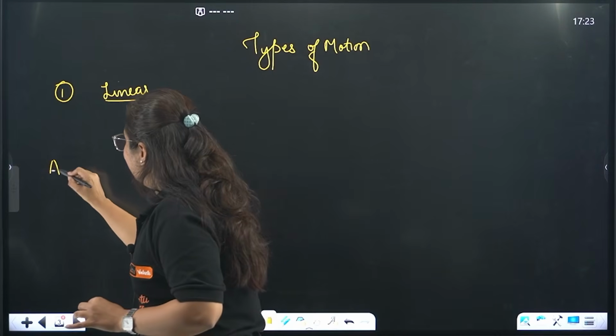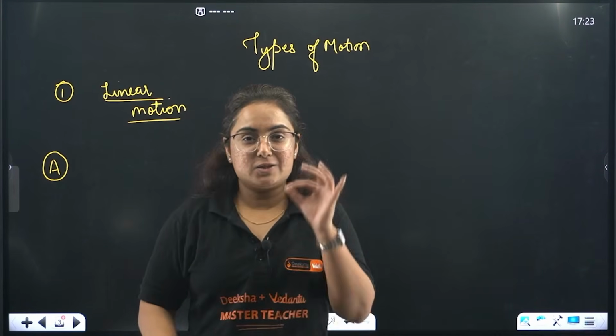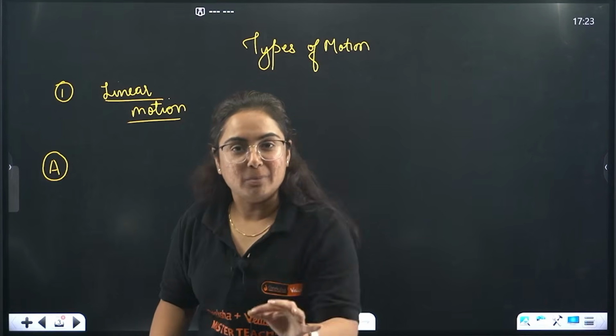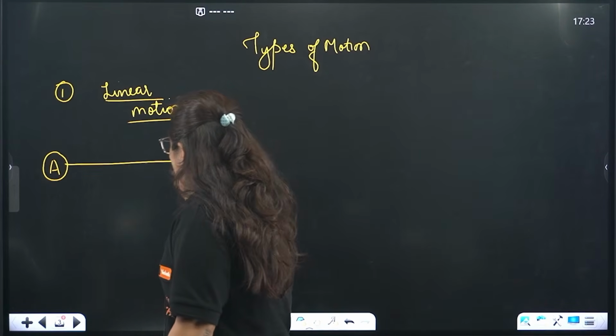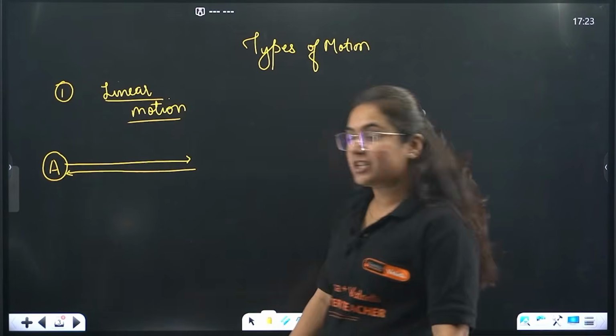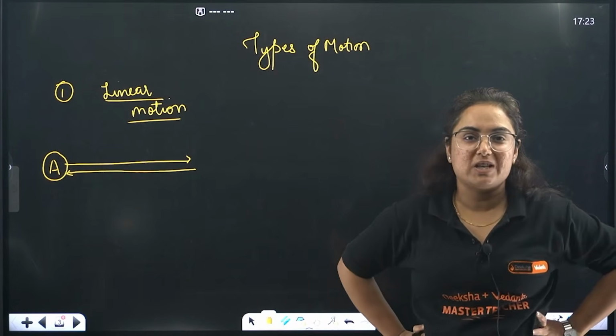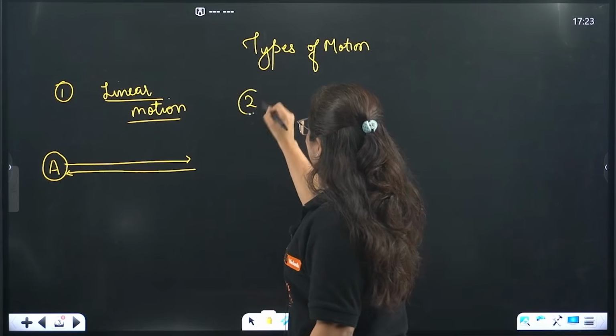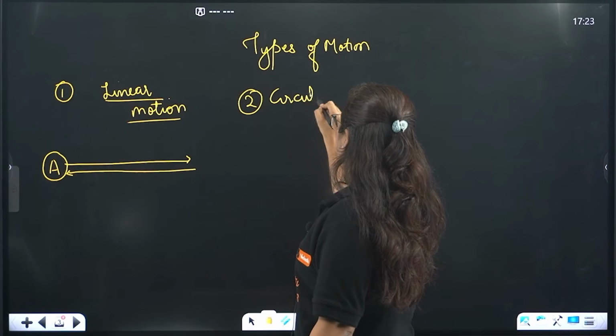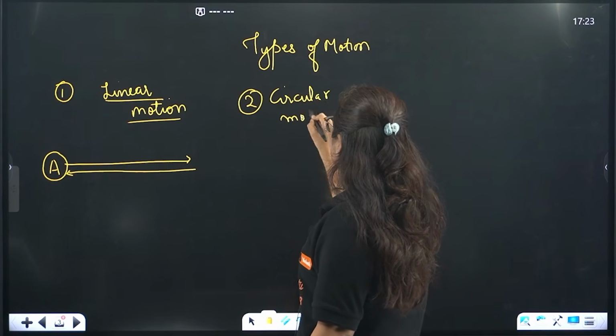You are a student A. You took permission from your class teacher to go to the washroom. You went to the washroom straight and came back in a straight direction. This type of motion is known as linear motion.